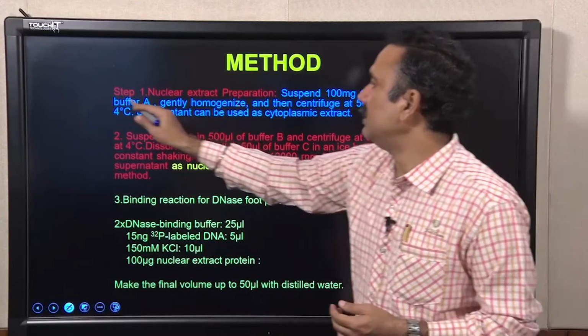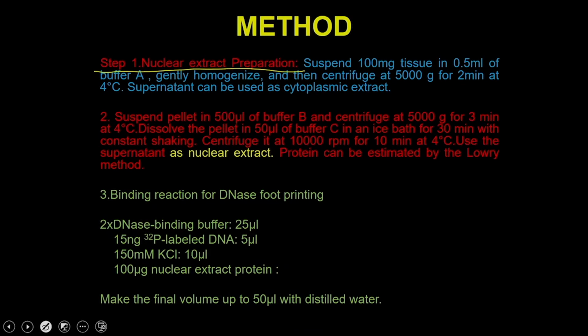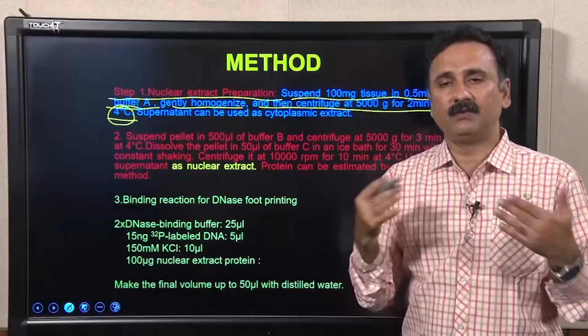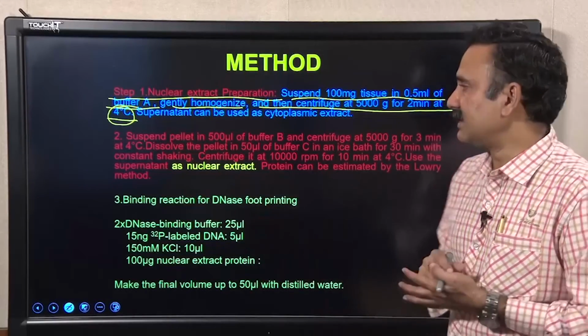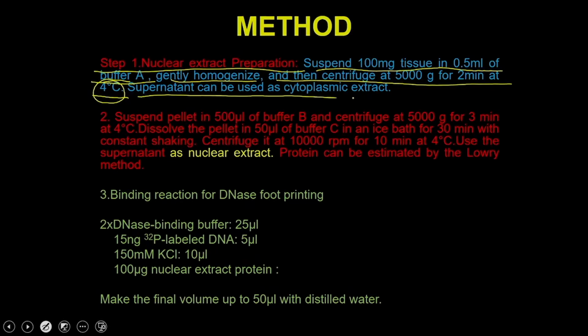So, in step 1 you are going to prepare the nuclear extracts. For preparing the nuclear extract you have to suspend 100 mg tissue in 0.5 ml of buffer A, then gently homogenize and centrifuge at 5000 g for 2 minutes at 4 degrees. Remember that this whole procedure has to be done in cold conditions, like 4 degrees, so that you will be able to protect the factors present in the nuclear extracts.